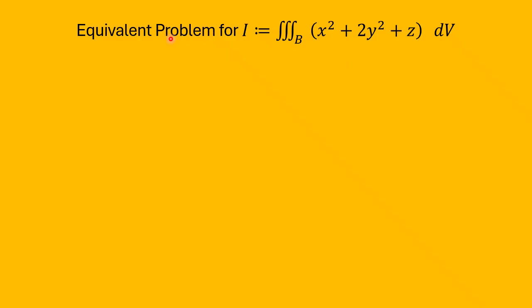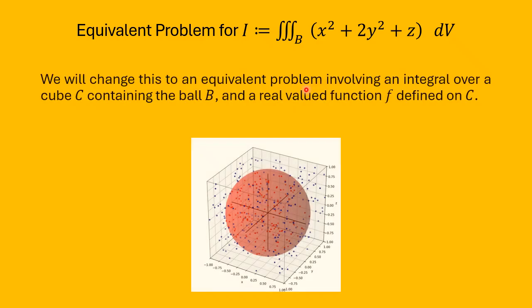We're going to consider an equivalent problem for that integral over the ball B of x squared plus 2y squared plus z dv. What we're going to do is change this to an equivalent problem involving an integral over a cube C containing that ball B and a real valued function defined on C. It's going to be related to this integrand over here, but it'll be slightly different.